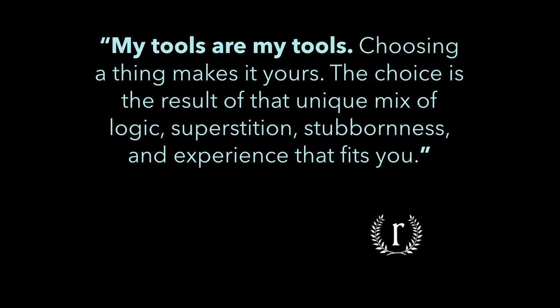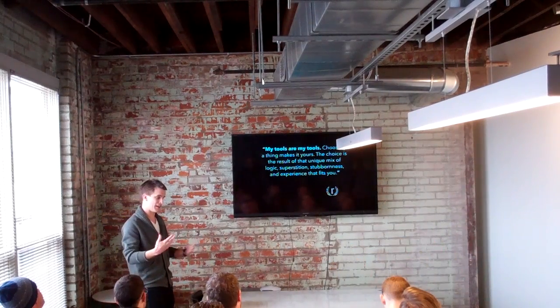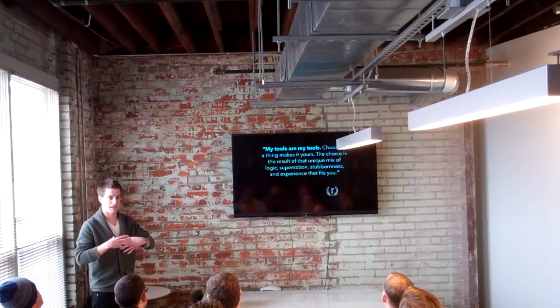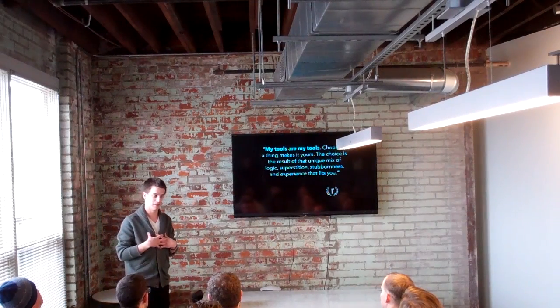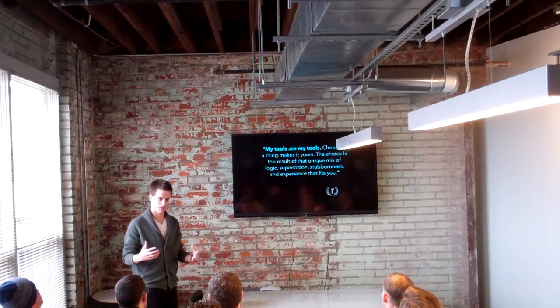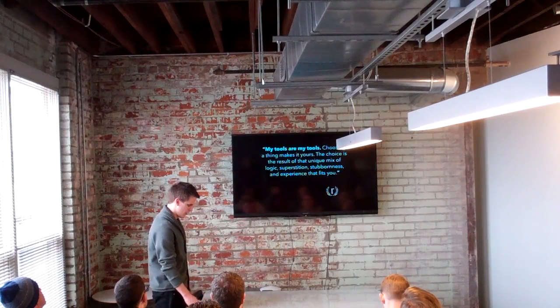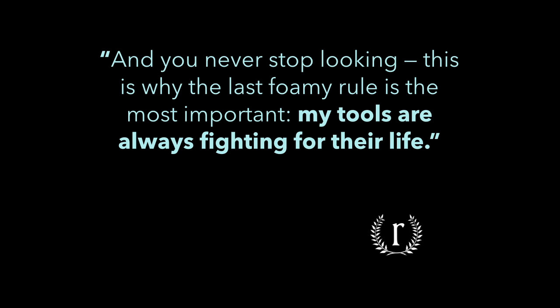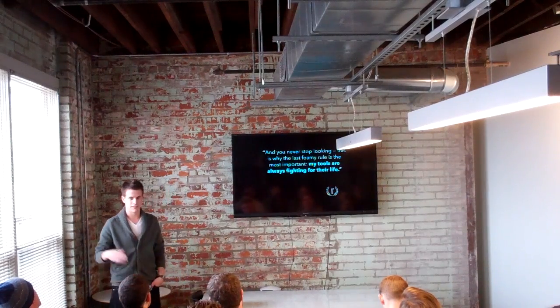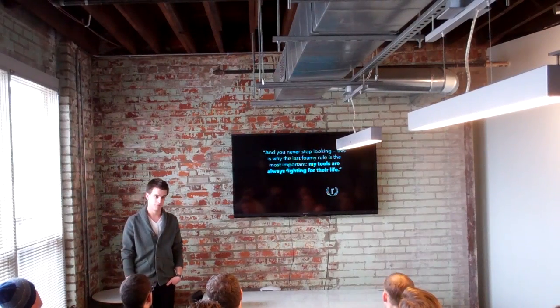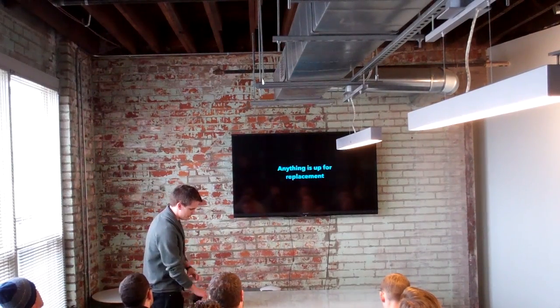Okay, so this is a personal thing. That's why I'm trying to be very careful with how we work at Sparkbox. These are my tools, not necessarily the right tools, but they're right for me. But it's something that we need to talk about, and we need to hash through to get to that point where we're stubborn about it, or we're a little superstitious about it. And never stop looking. This is why the blasphemy rule is the most important. My tools are always fighting for their life. And that's the thing, while we need to be kind of zealots for the tool we're using, at the same time, be willing to concede, hey, Gulp might be better than Grunt. We should look at it, or something like that. Anything's up for replacement. Okay?